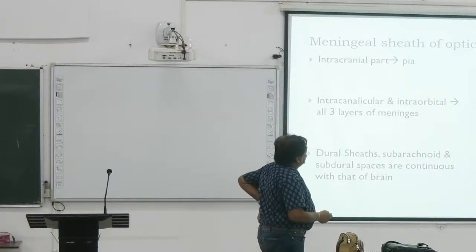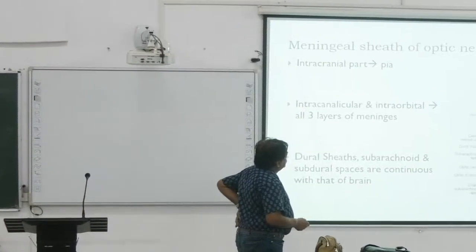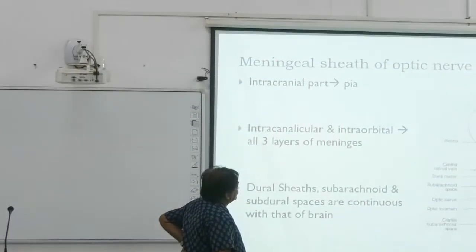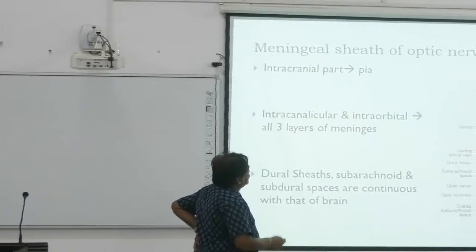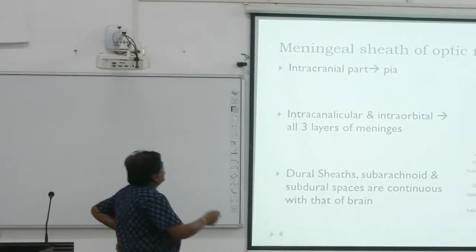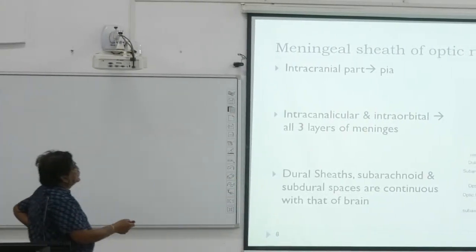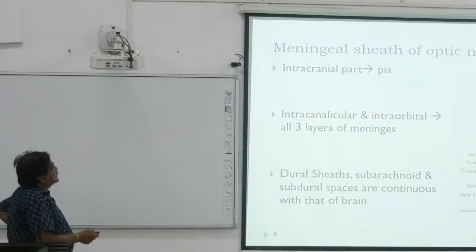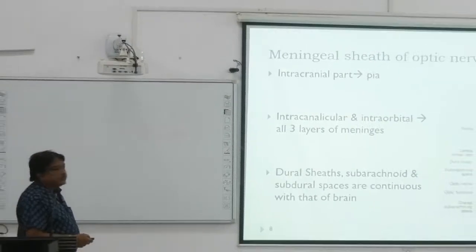Now, this is the retina, this is the central retinal vein, this is the dura mater, this is the subarachnoid space, optic nerve, optic foramen, cranial subarachnoid space. This is a schematic diagram, beautifully illustrated, in relation to the meningeal sheath of the optic nerve. It can come as a short note.